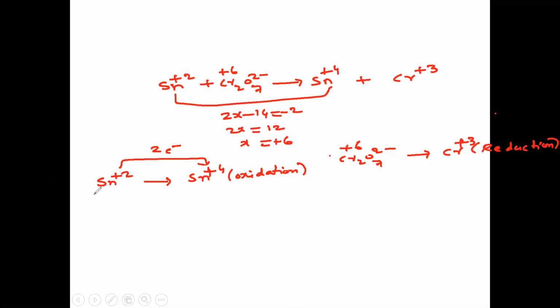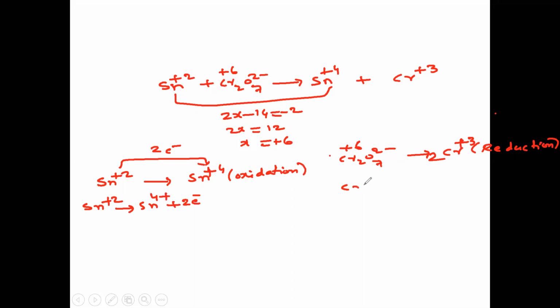Now let us write Sn +2 gives rise to Sn +4 plus how many electrons? 2 electrons. So it should lose 2 electrons. Losing of electrons is called oxidation. On the other side, it should gain 3 electrons, but actually it should be a total of 6 electrons, because we have to multiply with 2 chromiums. Each chromium is 3, so 2 chromiums, total 6.